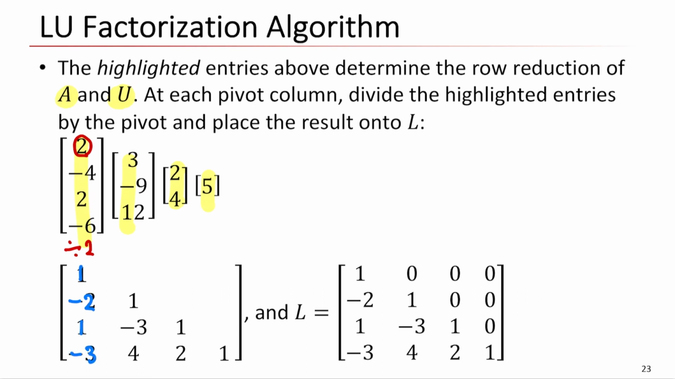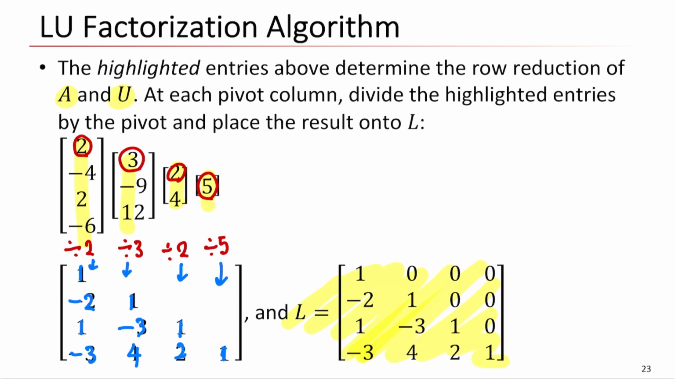What about this? Divide by 3 here, right? So this will be the 3, -3, 4, like that. So in this case, -2, right? So it will be the 1, 2. Finally, then divide by 5, so it will be 1, like that, right? So finally, the matrix L is something like that.